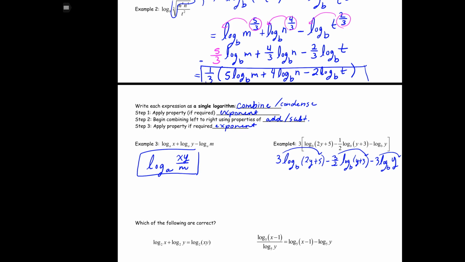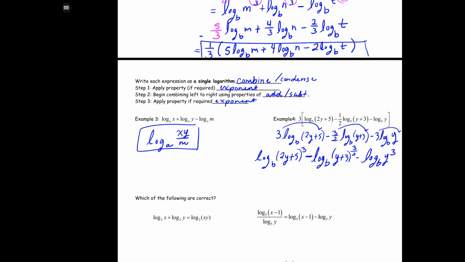So I would do that, and that would give me log base b of (2y plus 5) raised to the 3rd power. Now here's the nice thing, if you took the negative 3/2 with you, because of the way the rules of exponents work, in the end you'd still have the same answer. I'm going to keep the minus sign here, just because I think it works nicer, but both ways would work. So minus log base b of (y plus 3) to the 3/2, minus log base b of y to the 3rd power.